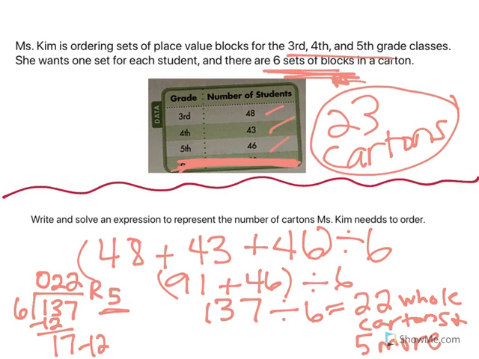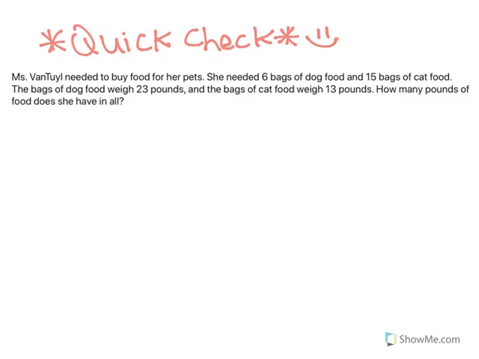Whew, that was fun, right? Okay, so these last 2 examples that we're going to do for the day are actually going to help you with your quick check. Okay, so Miss Van Tile needed to buy food for her pets.